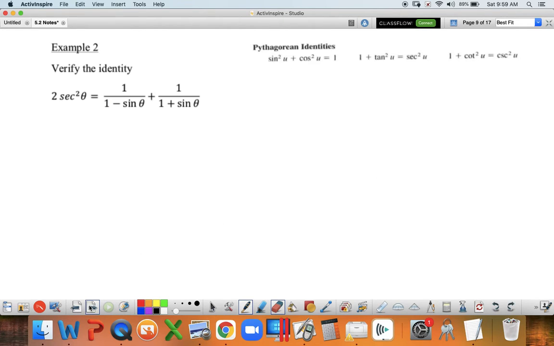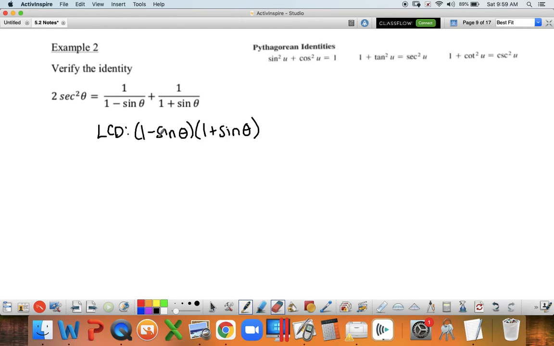Right, moving on to our next one, example 2. Which side's more complex? The right side. So we're going to start with that, and we're adding fractions. Now, in order to add fractions, we need a least common denominator. I need a 1 minus sine theta and a 1 plus sine theta.